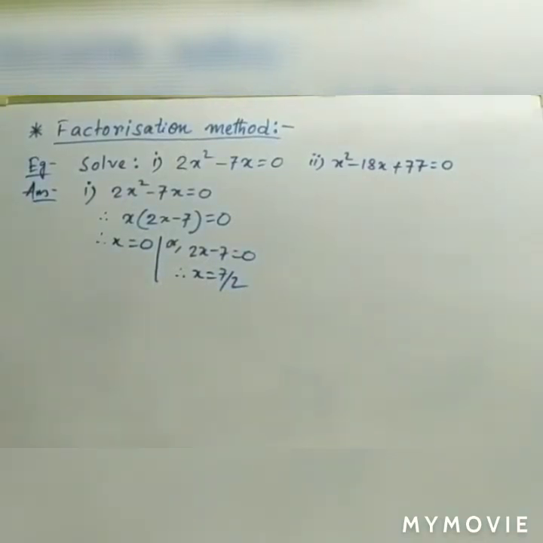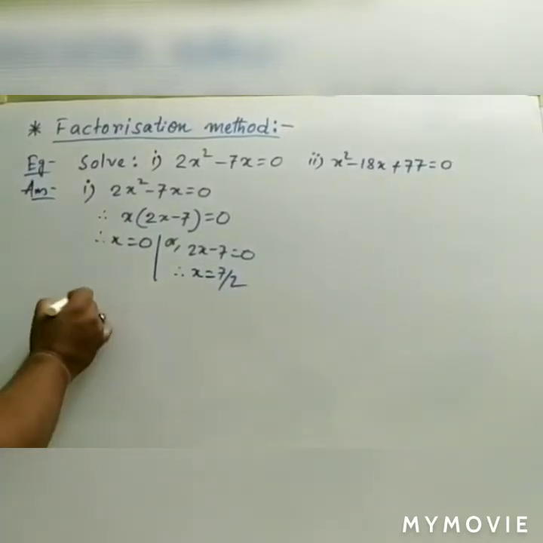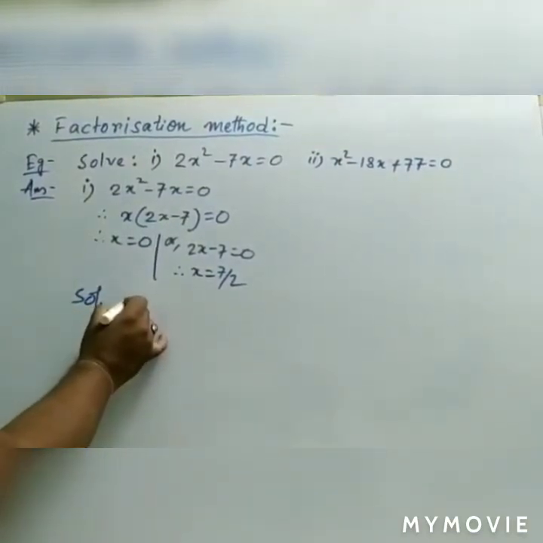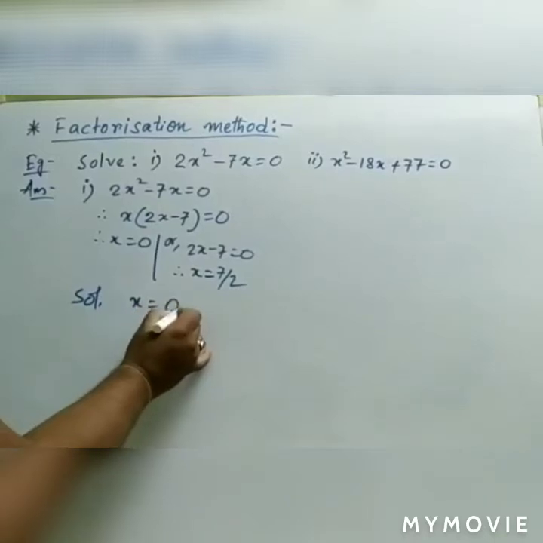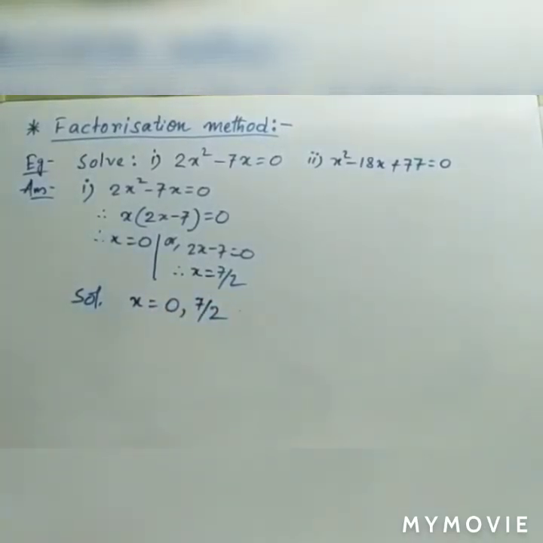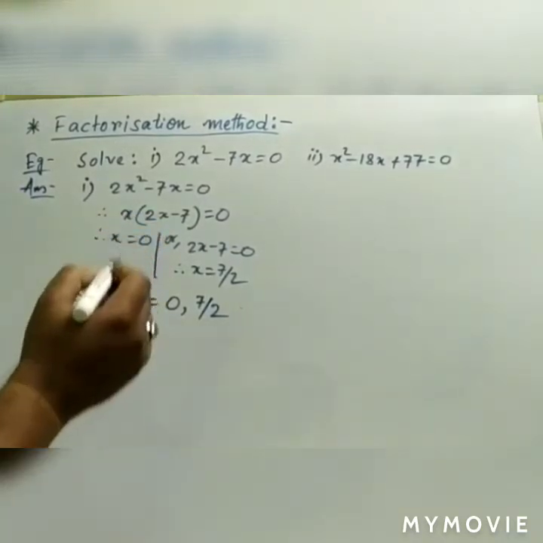So from here you can see that you got two values of x. One is 0, another one is 7 by 2. So we can write that the solutions are 0, 7 by 2. Okay, so these are the solutions of the quadratic equation 2x square minus 7x equals 0. So that is from the first equation. Now move to the second one.